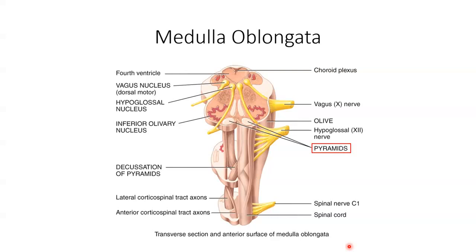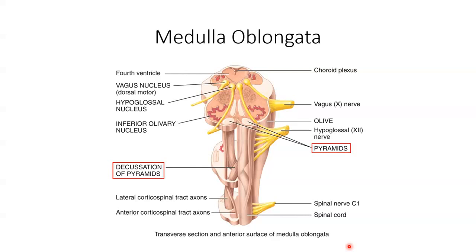Now, these tracts do something a little bit funky just above the junction or the border between the medulla and the spinal cord. And that is that 90% of these axons actually cross over from the side that they originate from to the opposite side. So this crossing over is called decussation, and it explains why, as an example, the left side of the brain controls the right side of the body and vice versa.